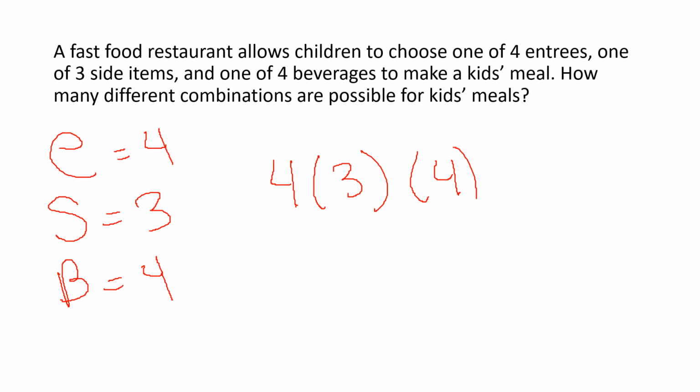And if I do that, 4 times 3 is 12. 12 times 4 is 48. So the answer is there are 48 different combinations using that information that they could get for kids' meals.